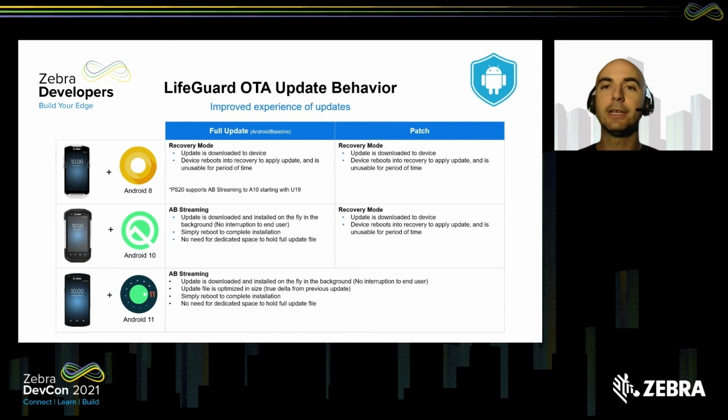So this really illustrates the experience. In the past, our devices on Android 8 required to go into recovery mode in order to perform the update, which meant your user might be down for 5, 10, 15 minutes. And that's just not what our customers were looking for. So on Android 10, we started to introduce AB updates, which meant that update could happen in the background without interrupting your end user. And then a simple reboot was required. But for patches, we still required recovery mode.